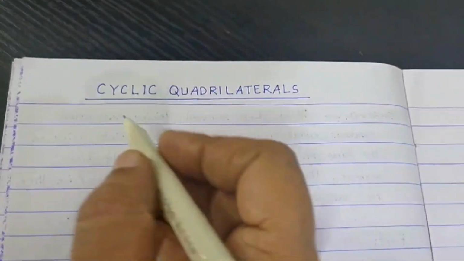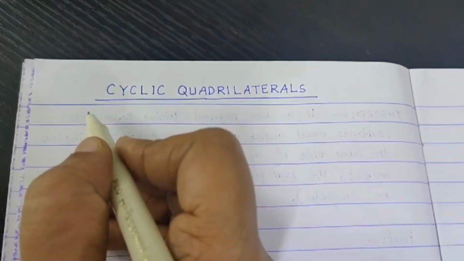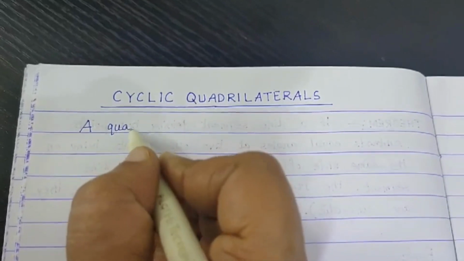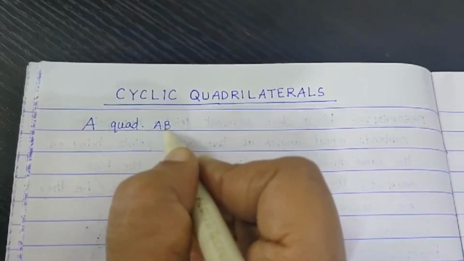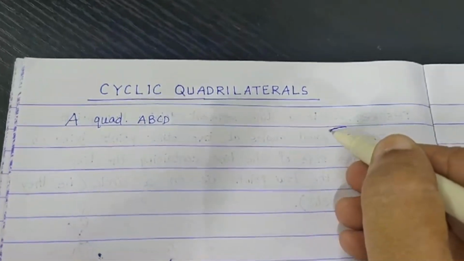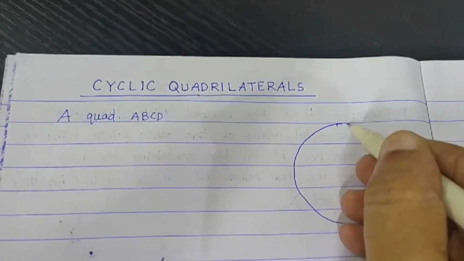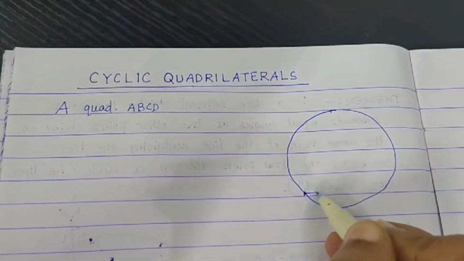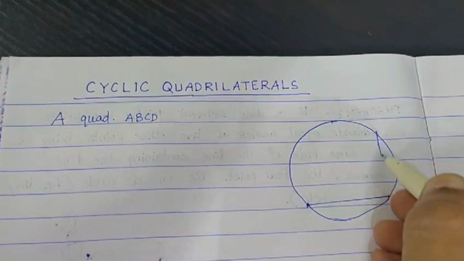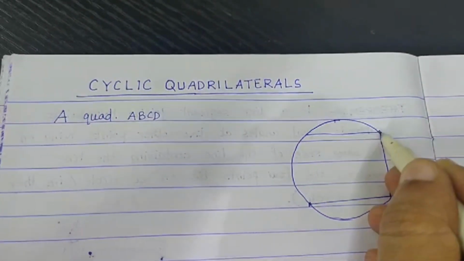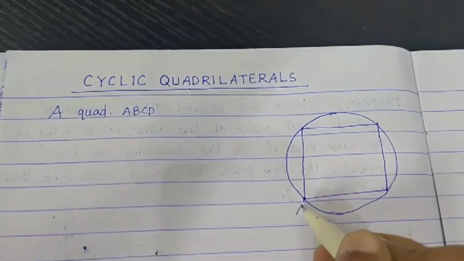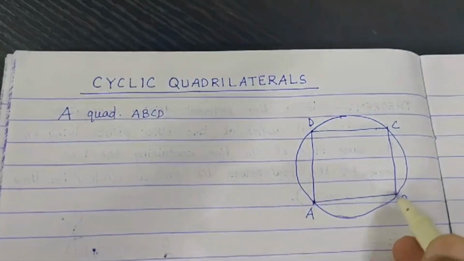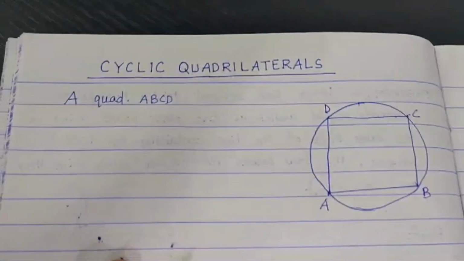So guys, let's start the topic, cyclic quadrilaterals. So what is a cyclic quadrilateral? The definition is: a quadrilateral ABCD. Let us first draw it. Let us suppose this is the circle. A quadrilateral ABCD is called cyclic if all the four vertices of this quadrilateral lie on the circle. Suppose this is A, this is B, this is C and this is D. All the four vertices are lying on the circle. So this is called a cyclic quadrilateral.